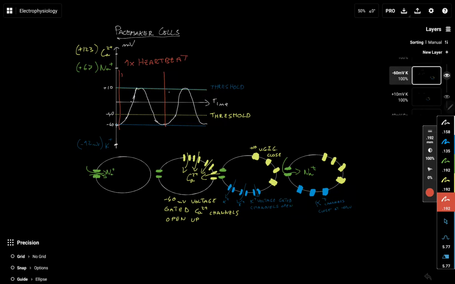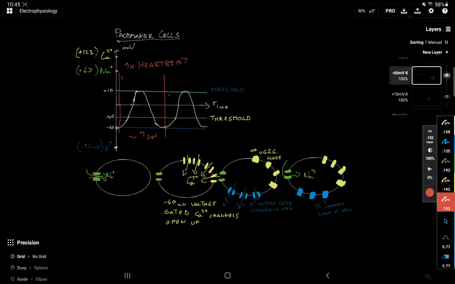In a normal heartbeat of about 60 beats per minute, this equates to roughly 1 second. So that is roughly 1 second that we do here. And this is the action potential of my pacemaker cells.